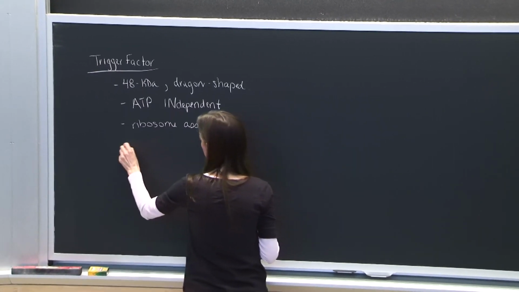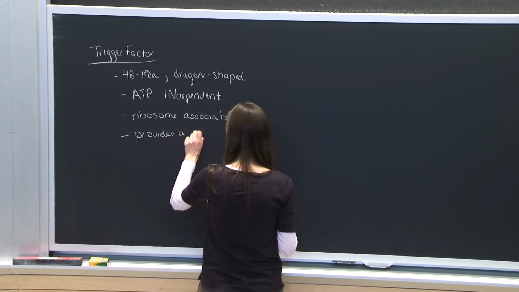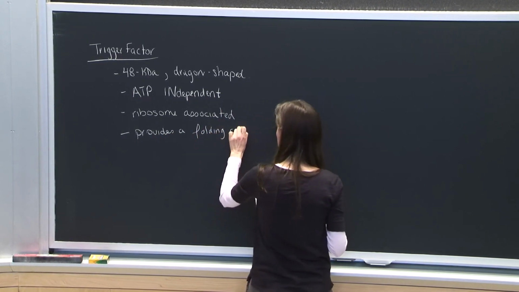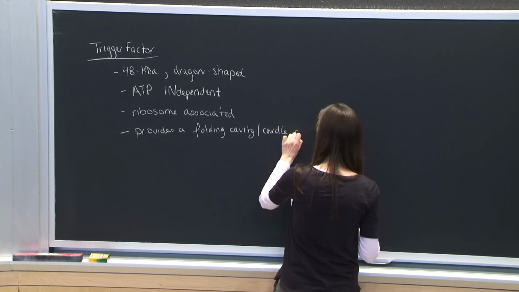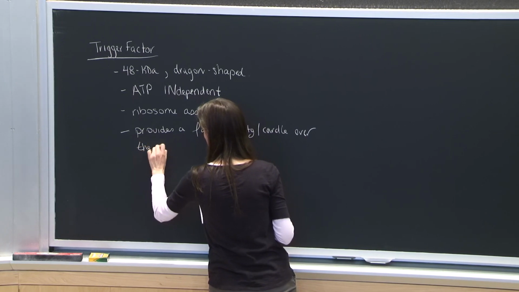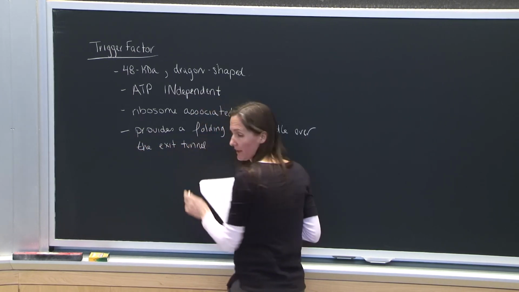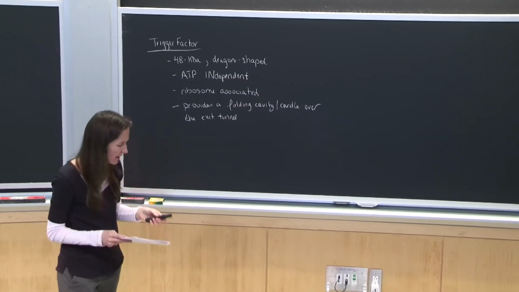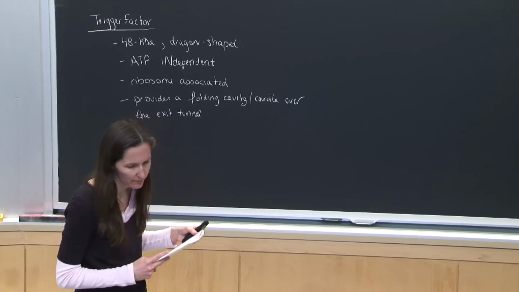Okay, and what trigger factor does is it provides a folding cavity or cradle over the exit tunnel. And by doing so, it gives this emerging polypeptide a protected space to begin to fold. So reduction of intermolecular interactions.